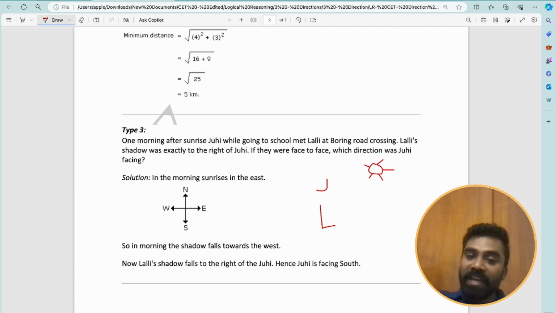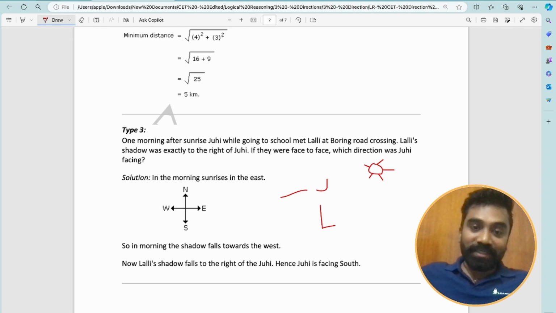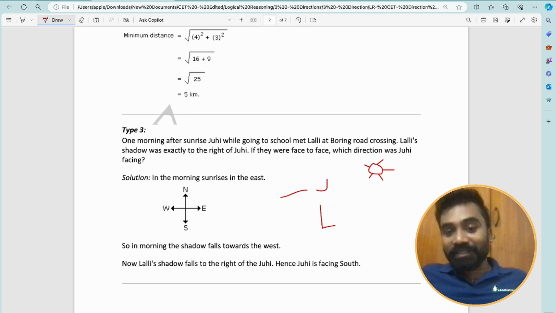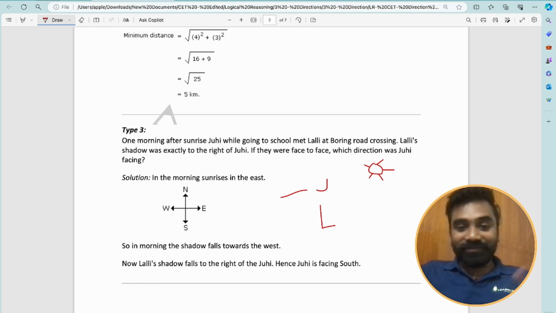So now we know the shadow should be falling over here. If this is the right of Juhi, then which direction was Juhi facing? If Juhi was facing north, right should be this side, and left should be this side. But for the right of Juhi to be Lally's shadow, she is facing south. And her right becomes Lally's shadow. So Lally was facing north and Juhi was facing south.